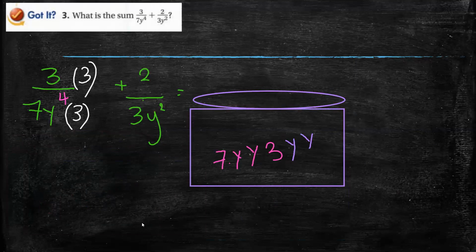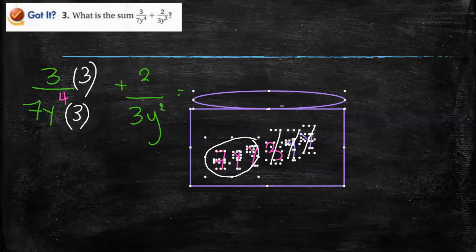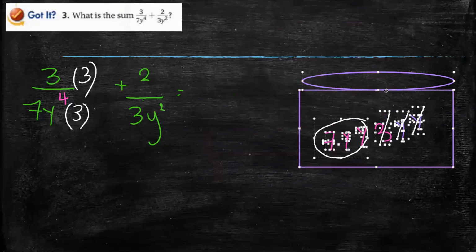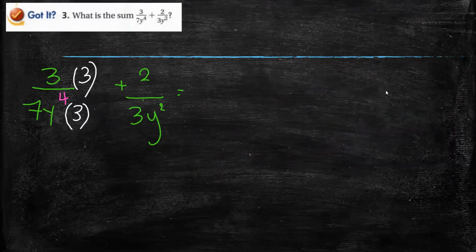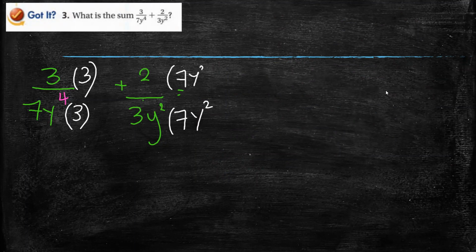Then 3y squared. We have 3 and y and y. So what did you need? You need 7, and y, and 7y. Yes, you need 7y squared. So you need here now 7y squared and up here 7y squared. Then now let's multiply them to see if we get the same denominator or not.